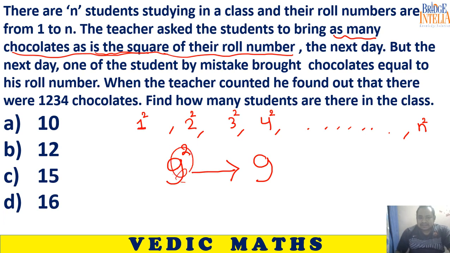So the next day when the teacher counted all the chocolates, he found out that there are 1234 chocolates. So the question is, how many students are there in the class? Fine. Now understand what is happening here.